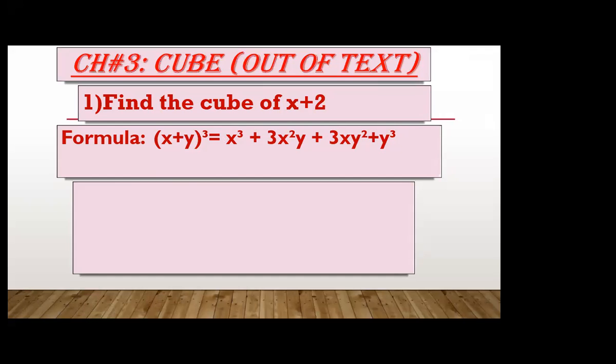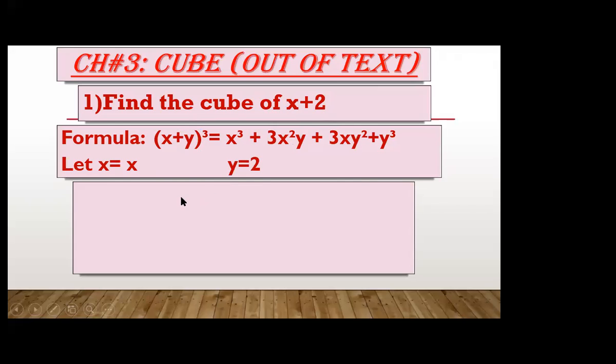You are late. So beta, by comparing the question with our formula, your x is equal to x, and your second term is y. So here y is equal to 2. So let x equal x and y equal 2.